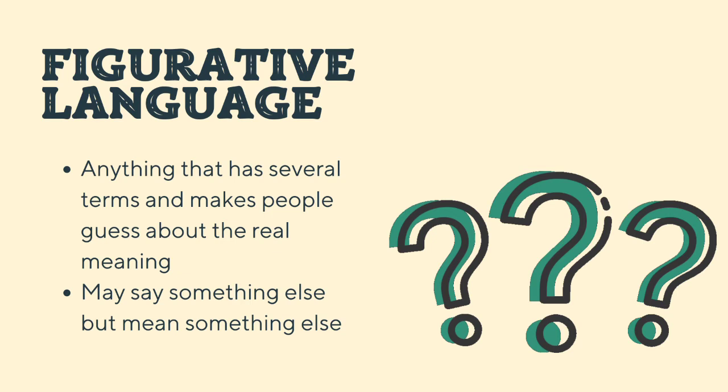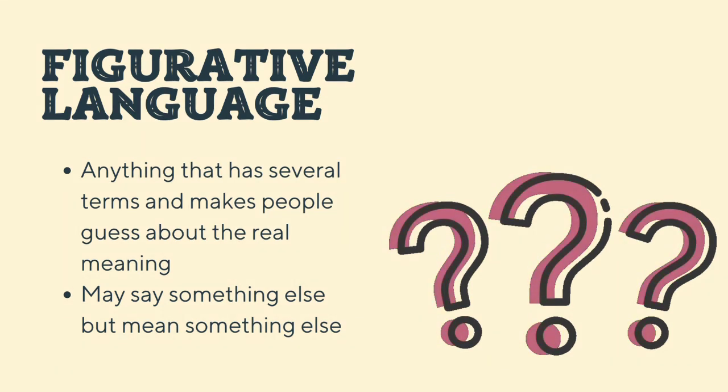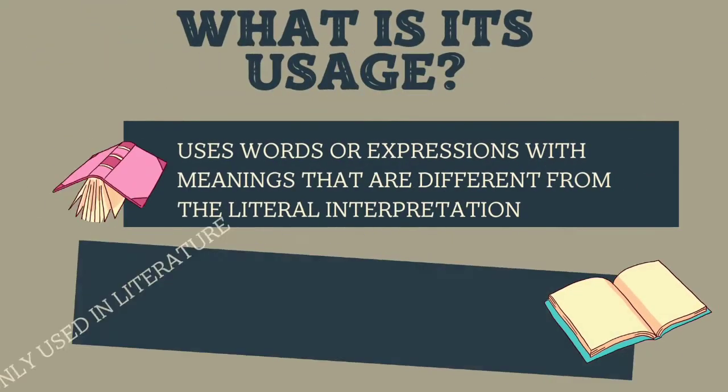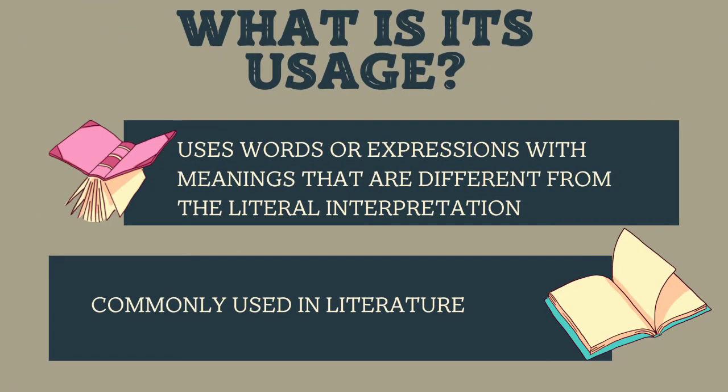So students, can you guess again what is the usage of figurative language? Alright, thank you for that, students. As you all know, figurative language uses words or expressions with meanings that are different from the literal interpretation. So figurative language is commonly used in literature. The best example of such type of language is poetry, where everything that a poet says does not have a direct meaning. So it comes down to the person who wants to find a meaning.